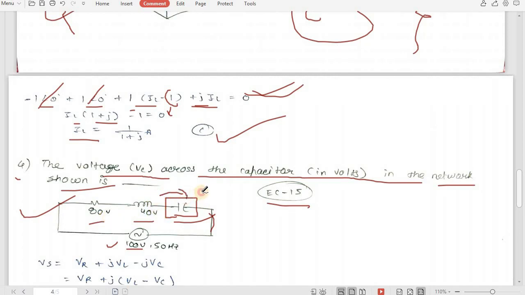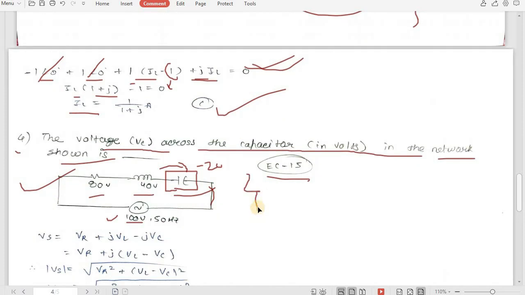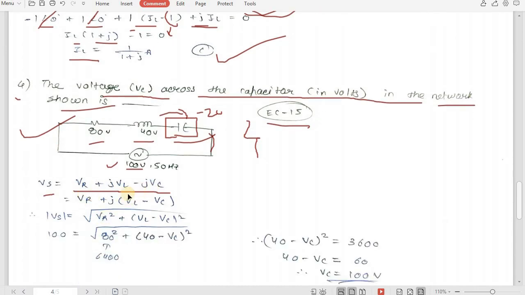Okay, so they end up with minus 20 volt as their answer. But note one thing, this is not a resistive network, this is a complex network. So for that you have to use this equation where you will have Vs equals Vr plus jVL minus jVC. Now if we club real and imaginary parts, we'll get Vr plus j(VL minus VC).